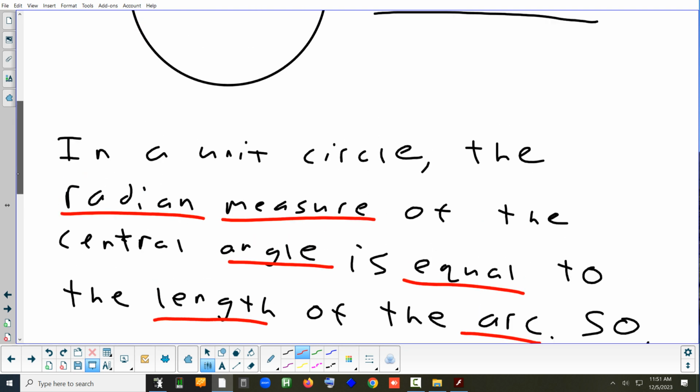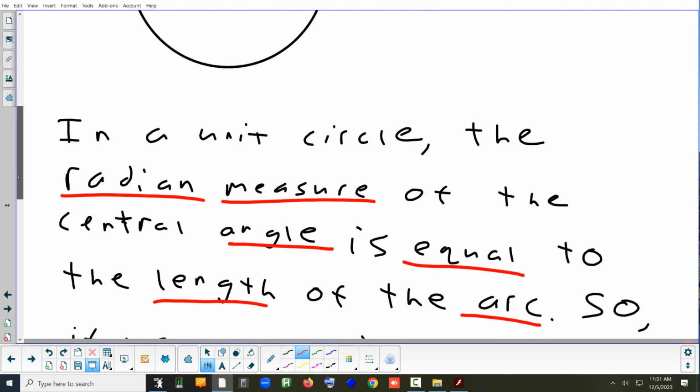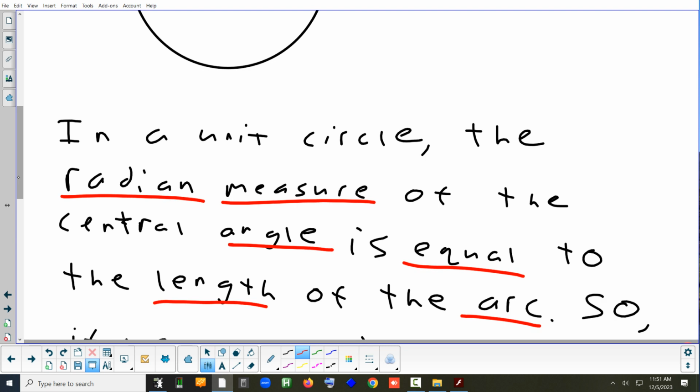So let's think about how we could apply that to figure out a connection between degrees and radians, because all I need is one connection. For example, give me a connection between feet and inches. One foot is 12 inches. Now that he told me that, I can figure out anything you want to know between feet and inches.